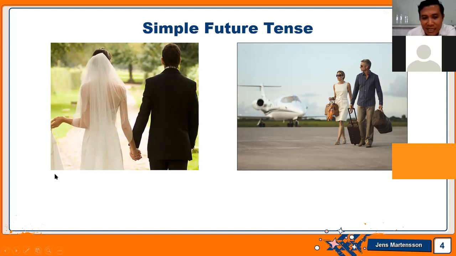Who can give me an example of simple future tense based on the picture? Or it's up to you. If you want to create a sentence based on your understanding, that's no problem. Okay, can you give me an example? Anissa Pratiwi? Yes, sir. Okay, can you give me an example of simple future tense? Based on the picture or not? No, sir. Okay. Yes, please. Give me an example of simple future tense.